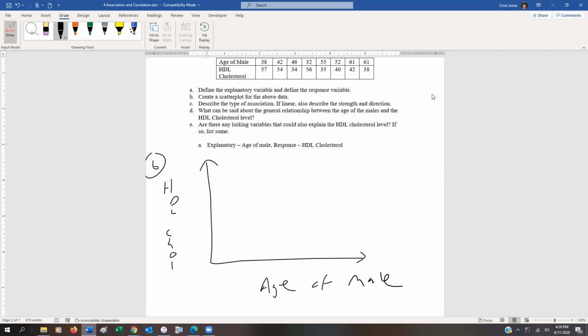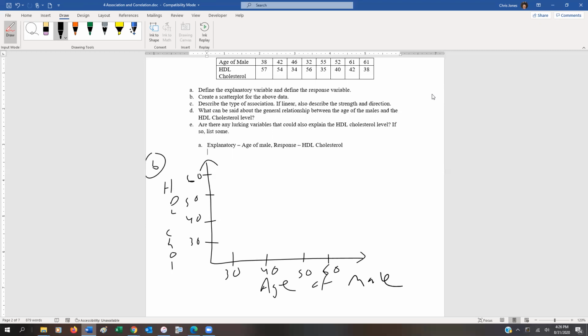Notice that the lowest observation for males is 38, the highest is 61. So let's just go in increments of 10. So we have 30, 40, 50, 60. For HDL, the highest we have is 57, the lowest we have is 38. So let's just start at 30. So 30, 40, 50, and 60. And we're just going to do like a Cartesian plane. We're going to plot the points.